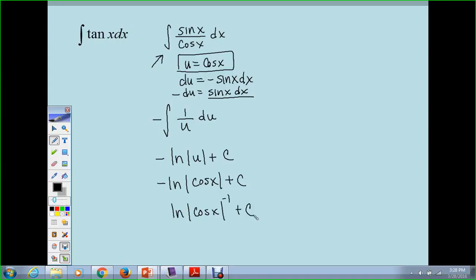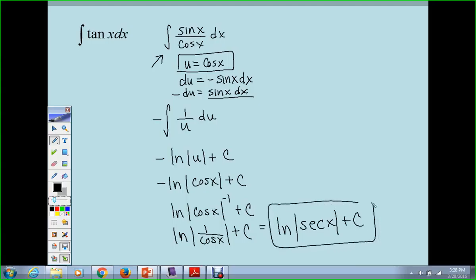Now you could use properties of logs to rewrite this. Now this does mean 1 all over cosine of x. It's not the arc cosine. And so if we simplified that, we could write it as ln of the absolute value of the secant of x. So there's two different ways you could write the antiderivative of tangent of x. Either way is fine.